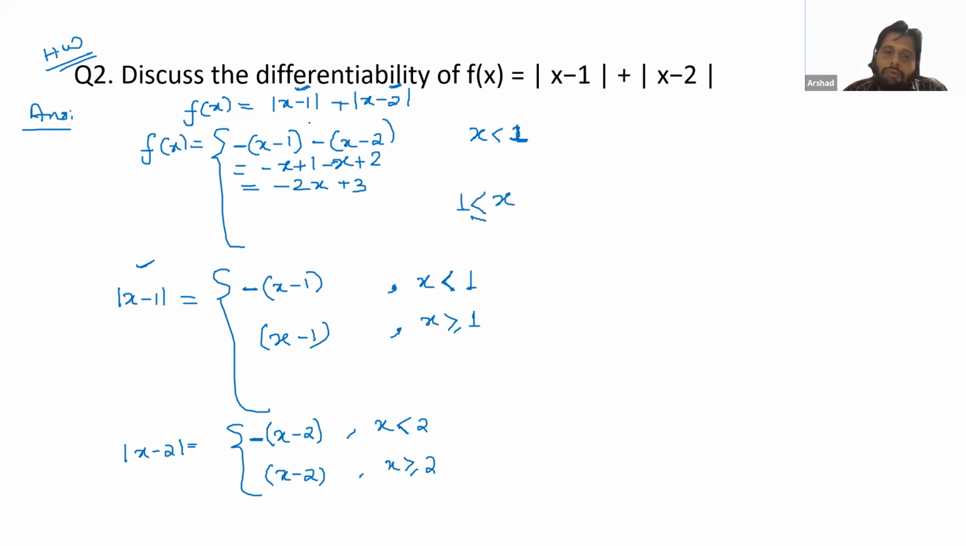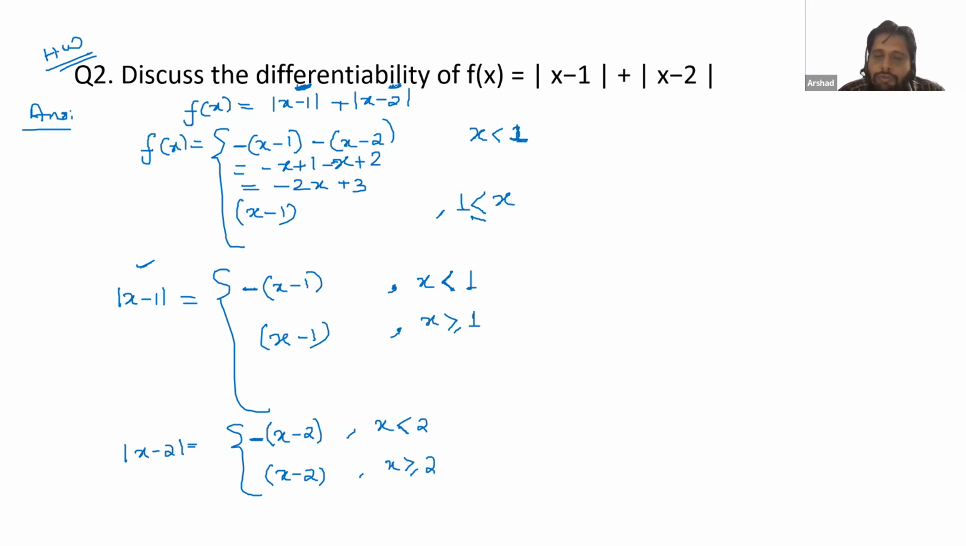For x greater than equal to 1, the next question is from Umair. Umair, when x is greater than equal to 1, what value will we write in place of mod x minus 1? x minus 1. Very good. Then in place of mod x minus 2, if anyone has a doubt at this point, because this is incomplete, and you think I should write something else here, please let me know.